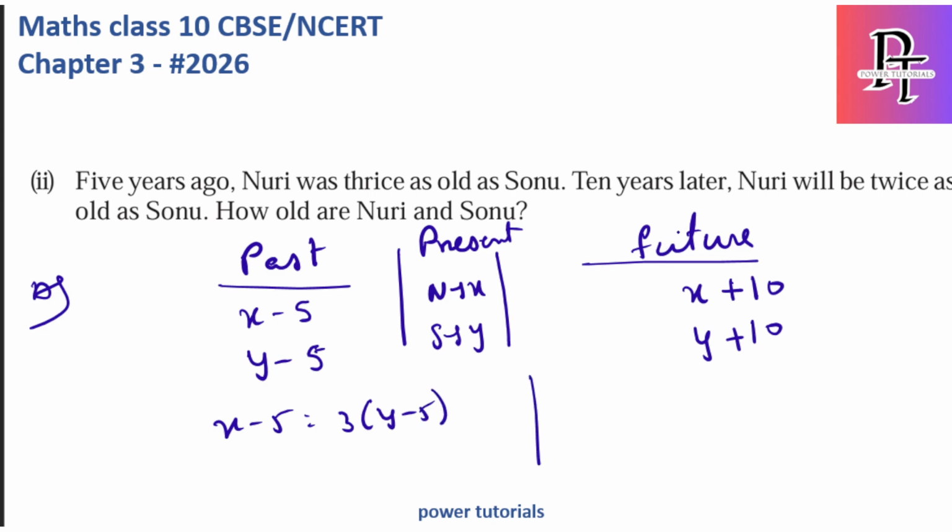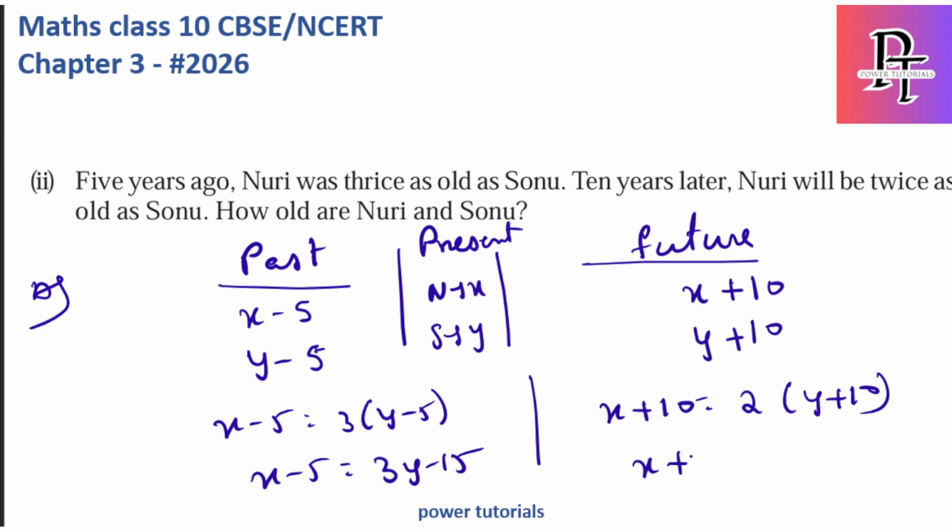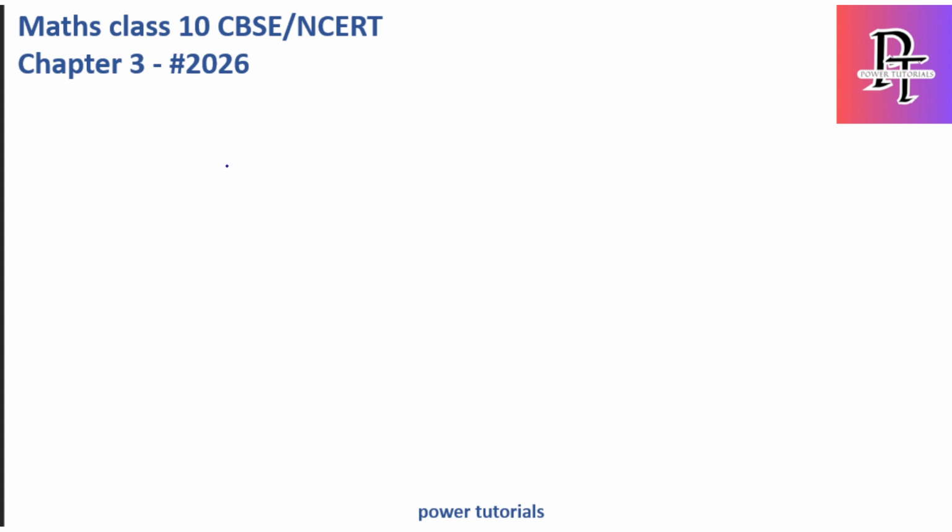Okay, what about future case? Noori was twice. X plus 10 is twice, means 2 times. Okay, let's solve it. X minus 5 is equal to 3y minus 15 and x plus 10 is equal to 2y plus 20. Okay, so x minus 3y is equal to minus 15 plus 5. So I got the first equation, which is x minus 3y is equal to minus 10.